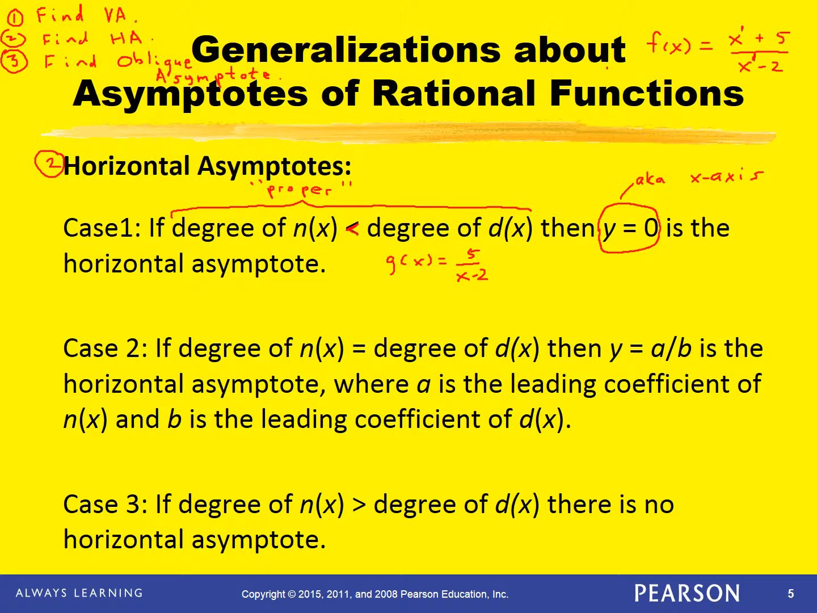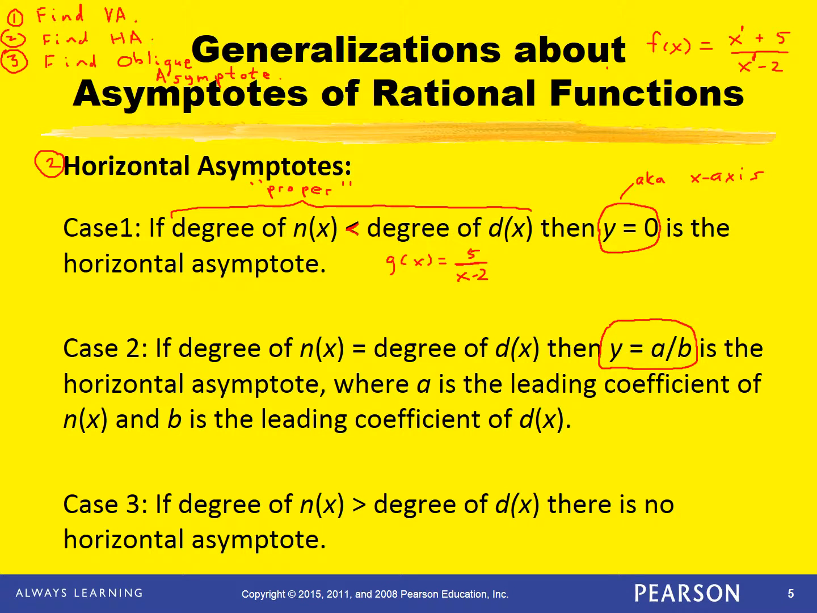So that's easy. Degree of the top is less than the degree of the bottom. In our example here, the degree of the top was 0, and the degree of the bottom was 1. But now let's let the degree of the top equal the degree of the bottom. Then the answer is pretty much automatic, okay? Y equals a over b, where a and b are the leading coefficients of the two terms.